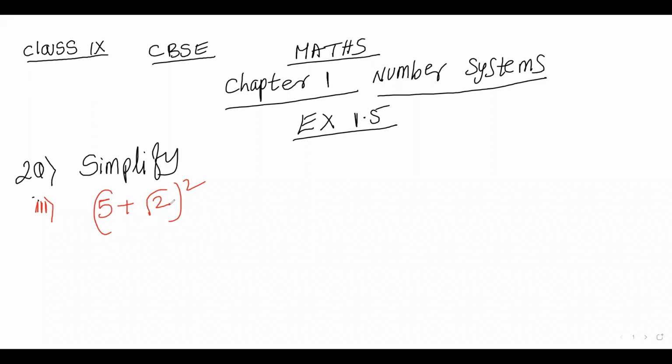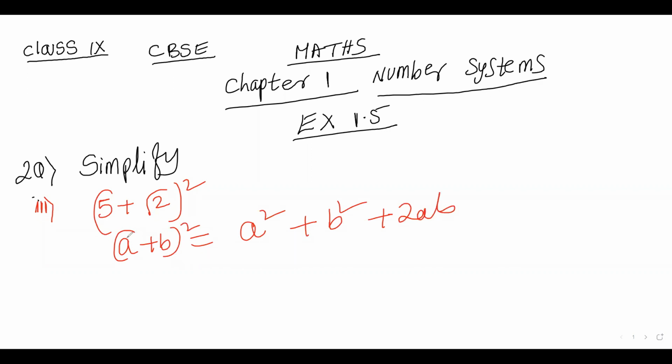Next bit is (5 plus root 2) whole square. It is in the form of (a plus b) whole square, which can be written as a square plus b square plus 2ab. A value is 5, so a square means 5 square. B value is root 2, so b square means root 2 square. 2ab, a is 5, b is root 2.